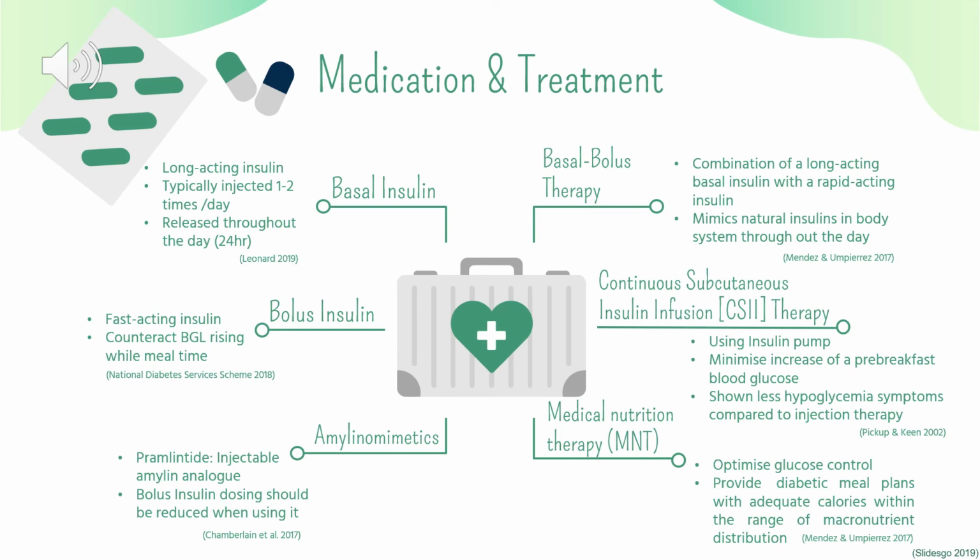Pramlintide. Pramlintide is an injectable amylin analog. It works with insulin in patients with type 1 diabetes who have failed to achieve desired glucose control despite optimal insulin therapy. When using pramlintide, bolus insulin dosing should be reduced to minimize the risk for severe hypoglycemia.